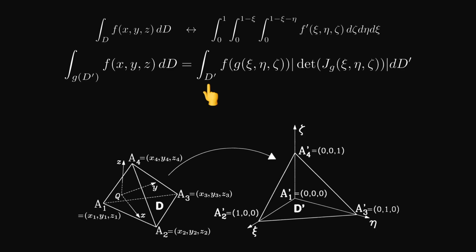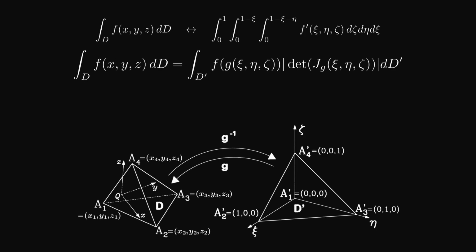D' is the domain of the normalized tetrahedron, just like D is the domain of the original tetrahedron. The function that transforms D' into D is called g in the paper. So g of D' is D. Conversely, the function that transforms D into D' is the reverse of g, not to be confused with the reciprocal of g. The substitution rule states that we can integrate f using xi, eta, and zeta in the D' domain, but we have to apply g to the arguments to convert them to x, y, and z.